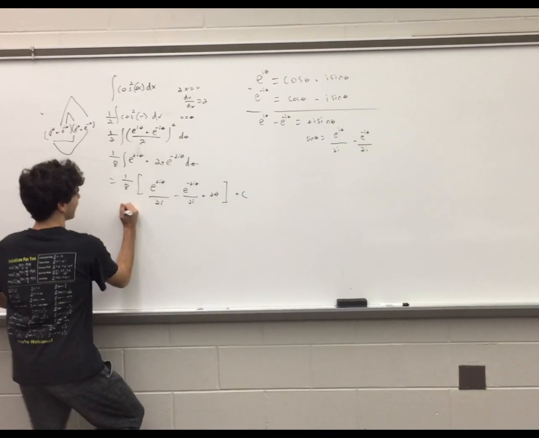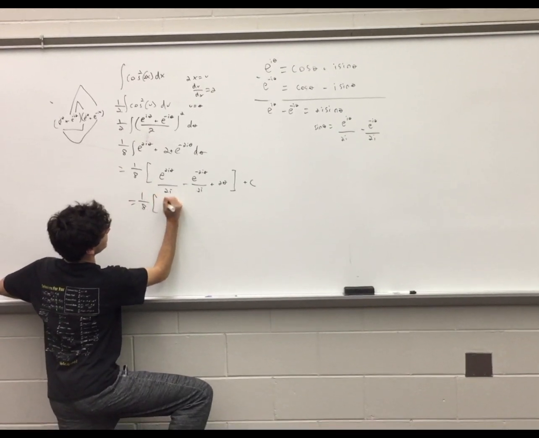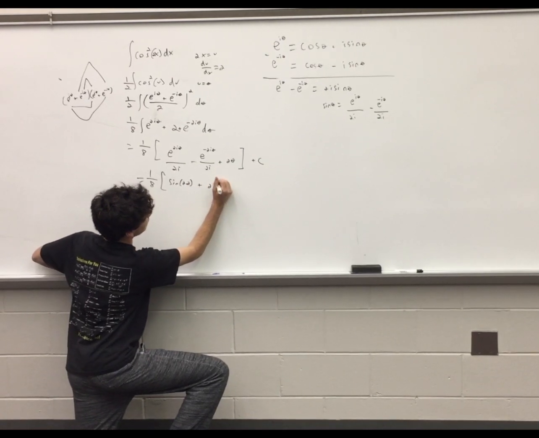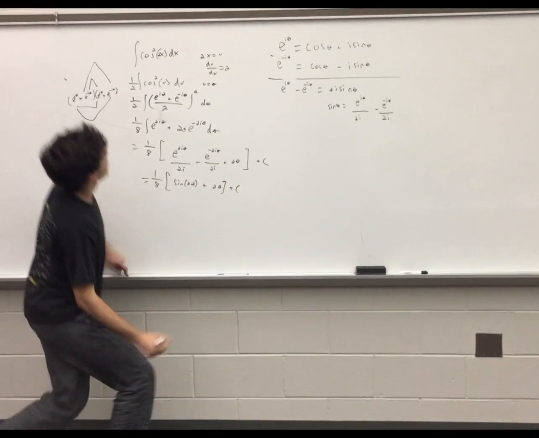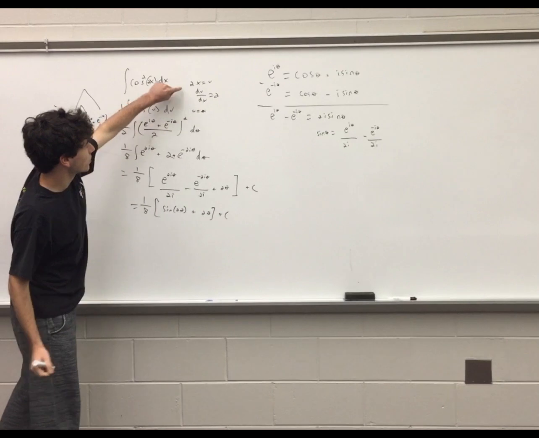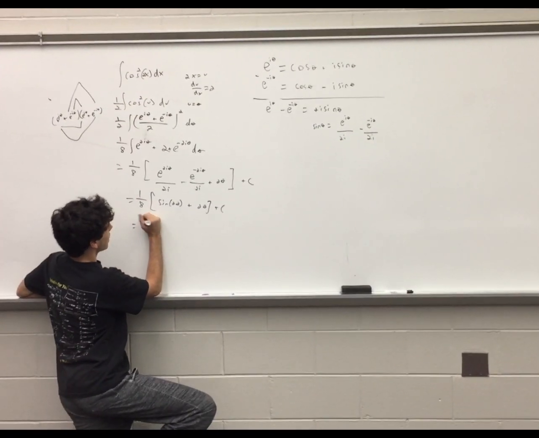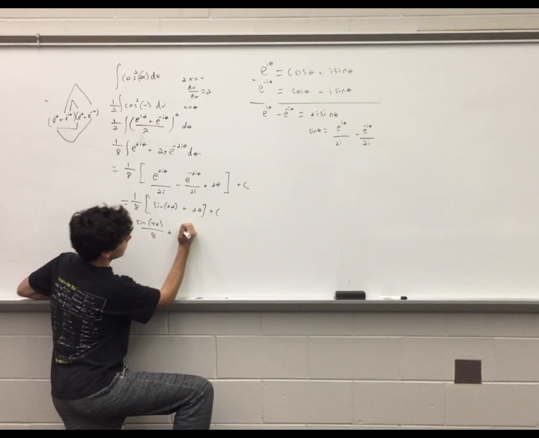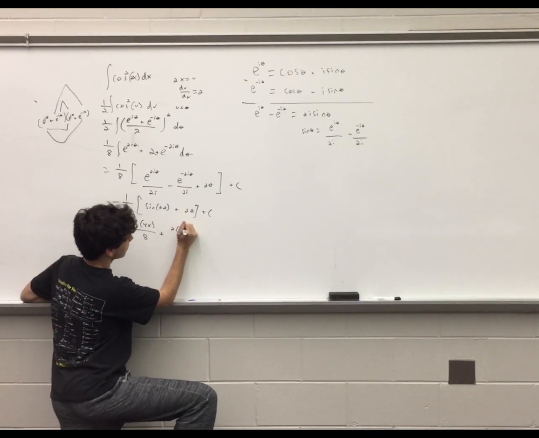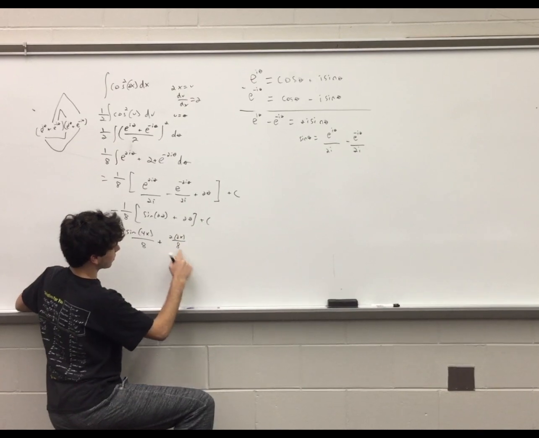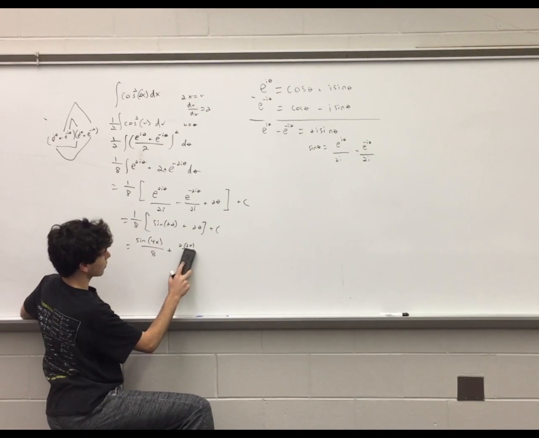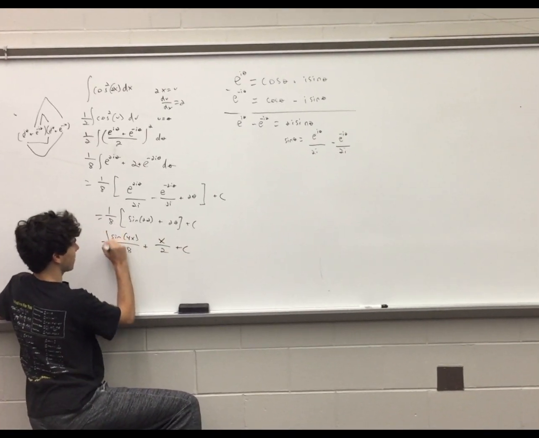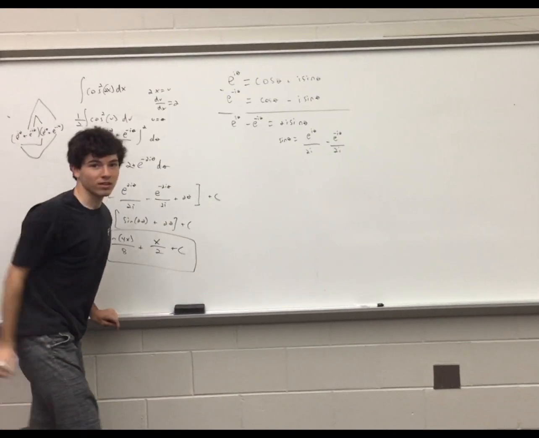So now we have sine of 2 theta plus 2 theta. When we distribute through, and remember theta was u, and u is 2x, we just have sine of 4x over 8 plus 2 times 2x over 8, which is just 2x over 4, which is just x over 2, plus c. And we are done.